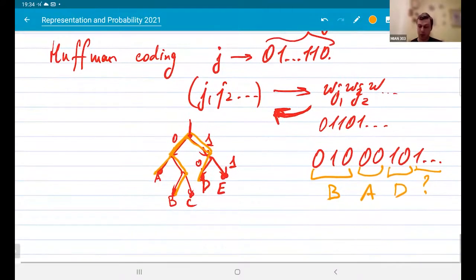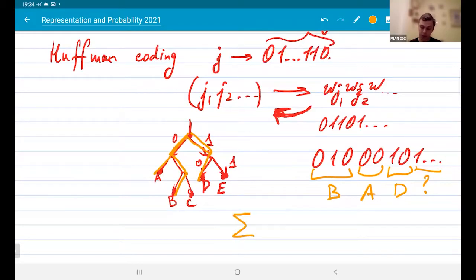You can see that the following is true, that the sum of the binary logarithm of this length Lj is, oh, I'm sorry, no.